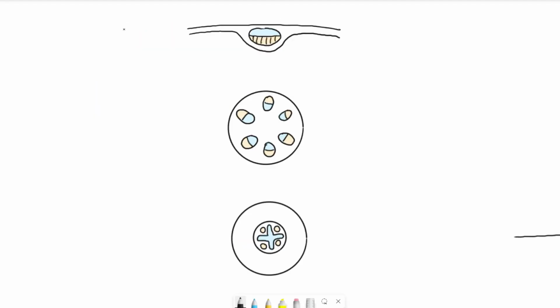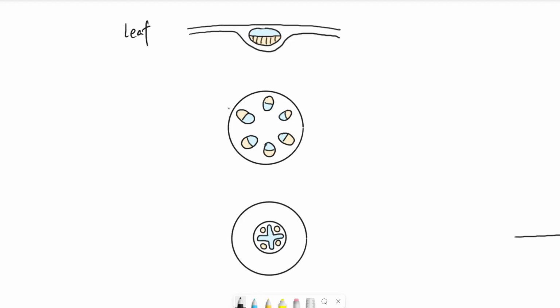So starting with the one on the top, that is actually looking at the vascular bundle in the leaf. So this is the main vein of a leaf. So you can see the ridges usually on the leaf. And if we cut open the ridge there and look at the cross section, you can see that the xylem is on the top and the phloem is on the bottom there. That's how they're usually arranged.